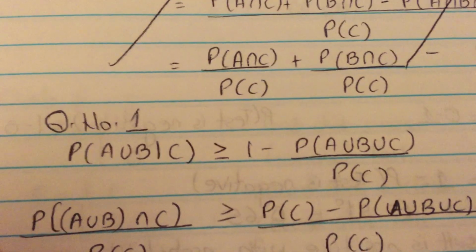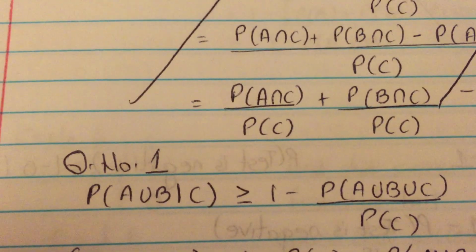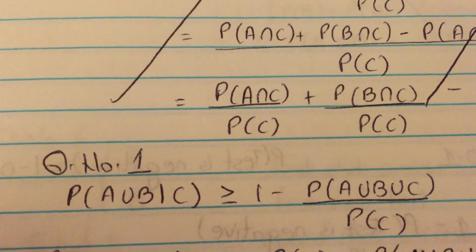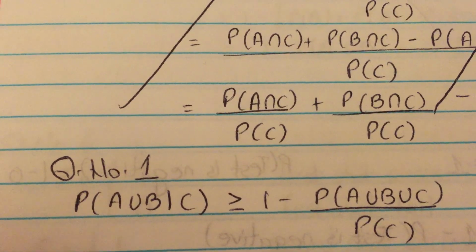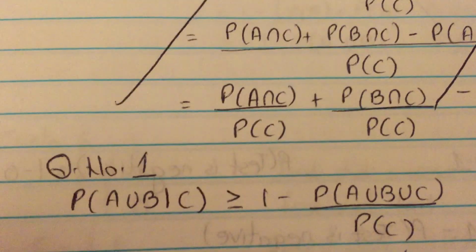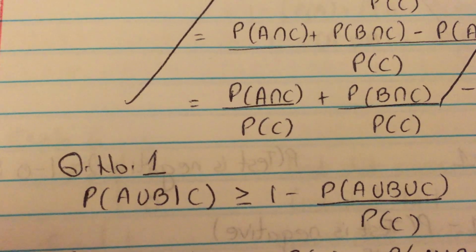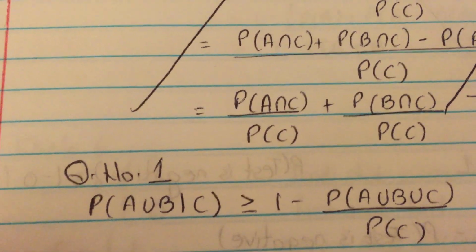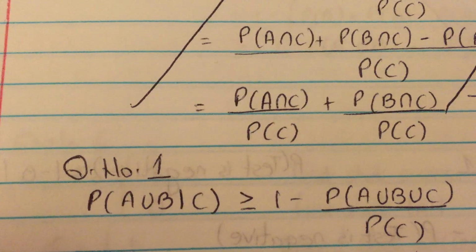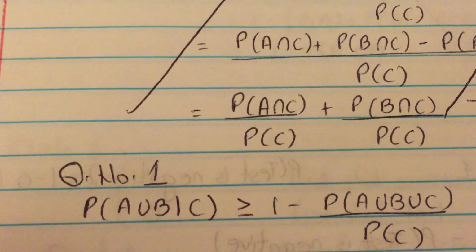So here is the problem statement. The problem statement says that we have to prove this statement, that probability of A union B given C is greater than or equal to 1 minus probability of A union B union C divided by probability of C. We have to either prove or disprove the statement.